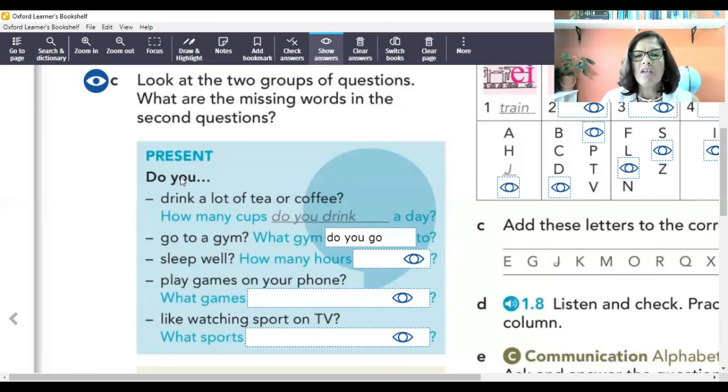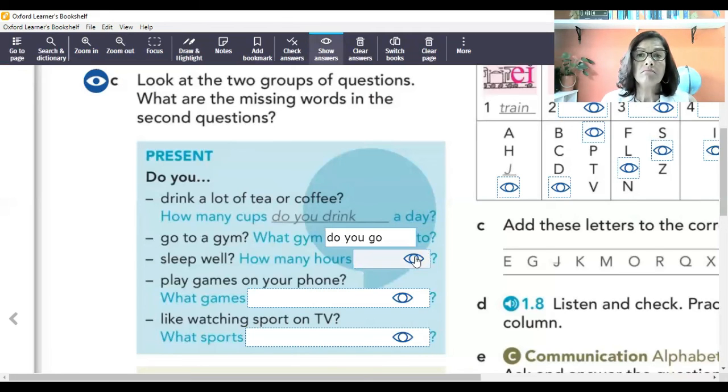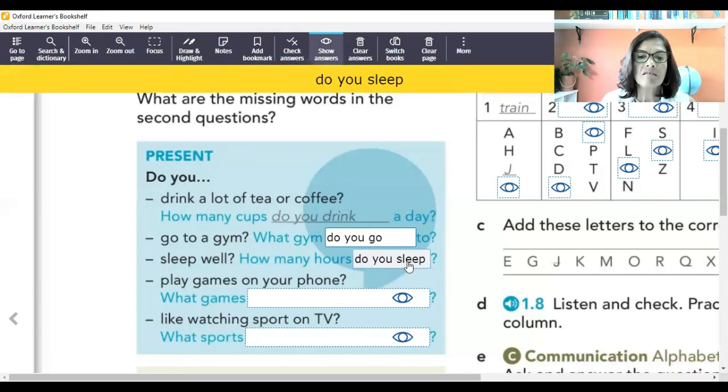If the person asks, do you sleep well? And then, how many hours? Simple present. Start with do here and do here and here. The same, right? How many hours do you sleep? Sleep. Double E, right? Two vowels together.